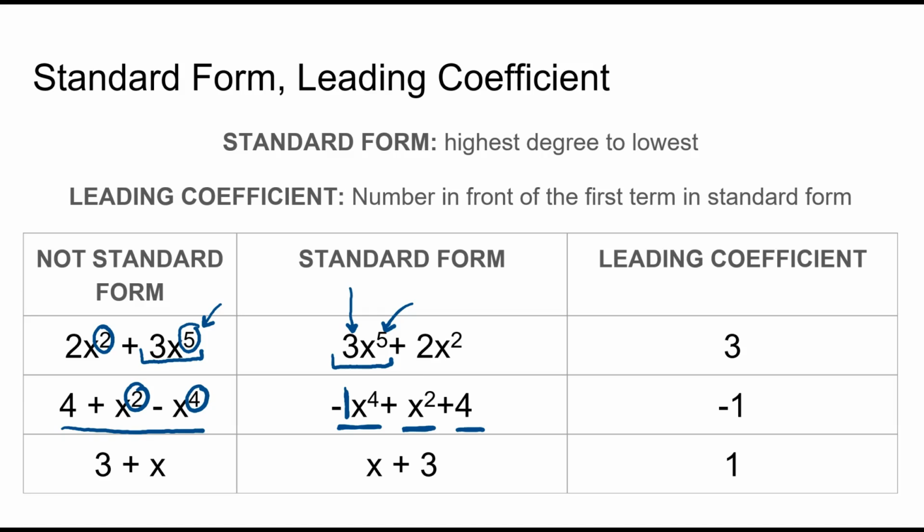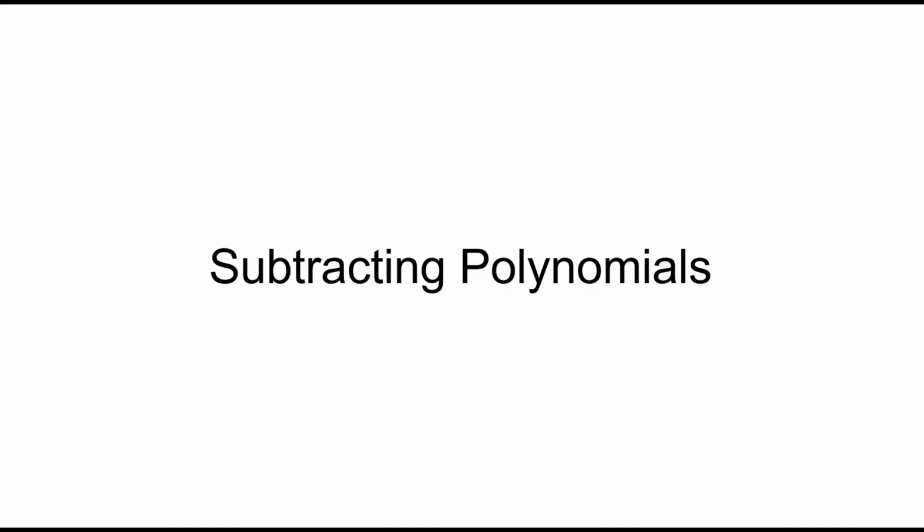The last one here is just two terms, a constant and an x. It's got a coefficient of 1 and a degree of 1. 1 is bigger than 0. So we'll put that first. It looks like there's nothing in front, but it's an invisible 1, so our leading coefficient is 1. We're going to move on to subtracting polynomials.